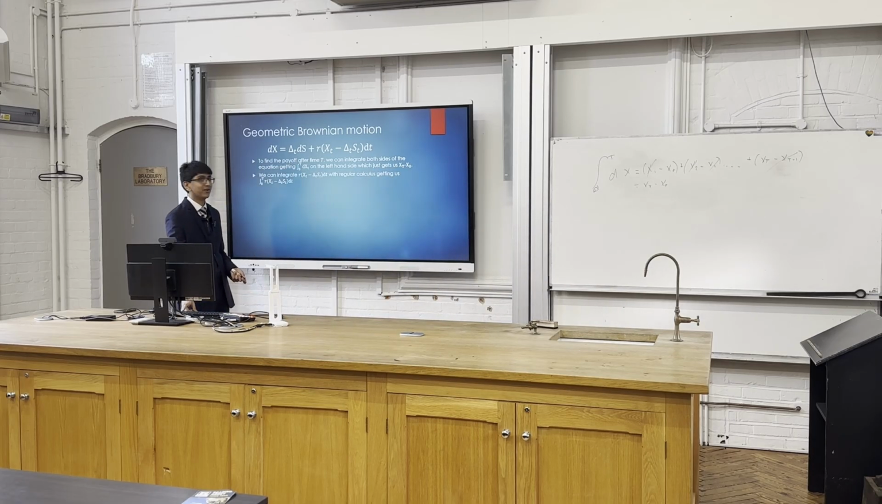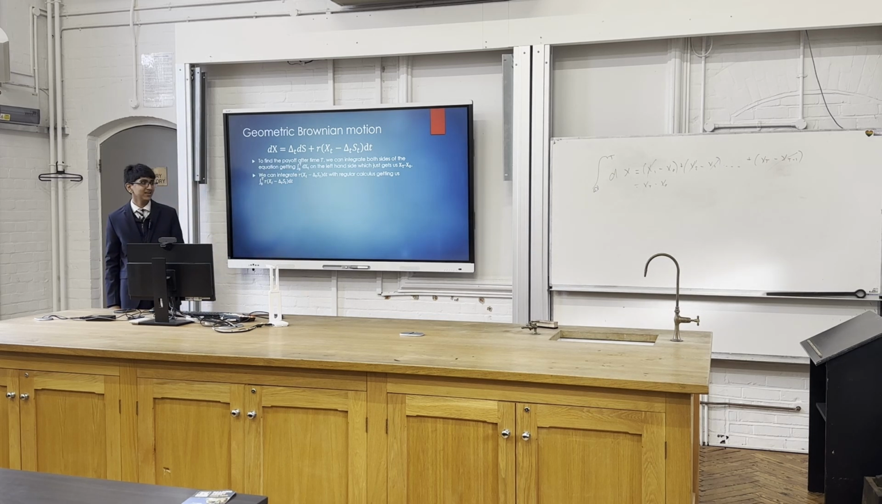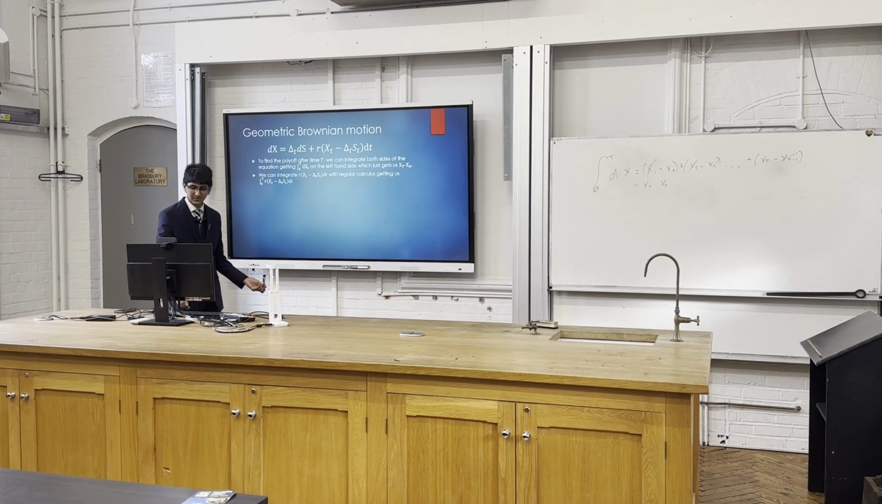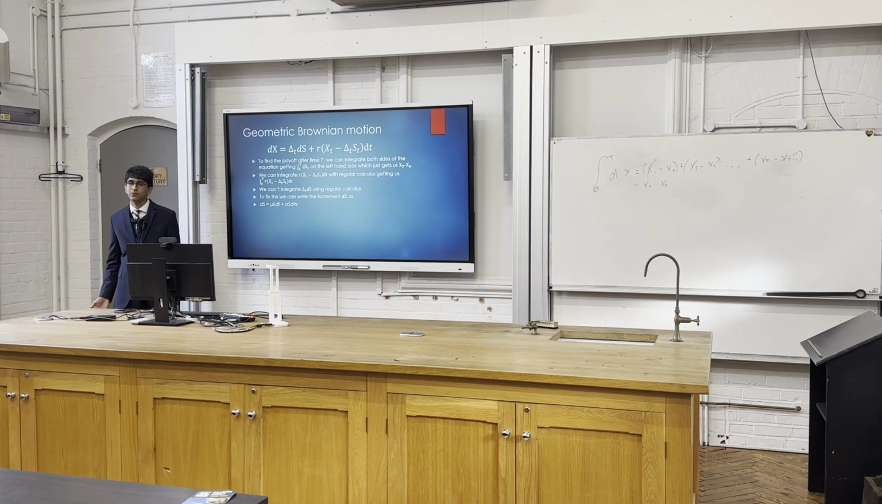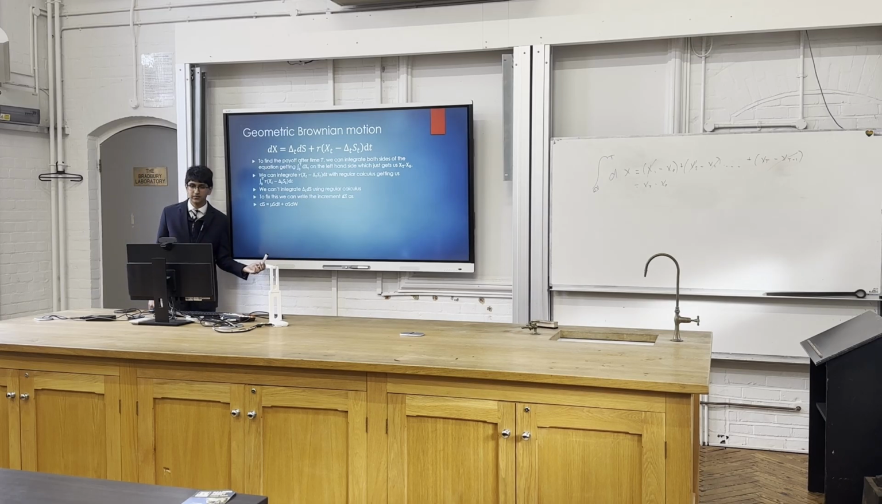I'm not going to do the same thing for the other ones because it's going to get a bit complicated, but we can integrate r times (x of t minus delta t S of t) dt with regular calculus, because we're doing it with respect to time, which we know how to do. But we can't integrate delta t dS using regular calculus, because what does it mean to integrate with respect to the stock price? So to fix this, we can write the increment dS as dS equals mu S dt plus sigma S dW. I'm going to explain what these mean.